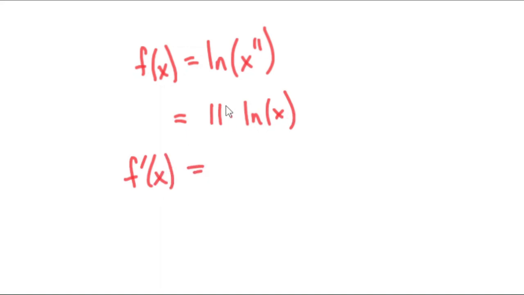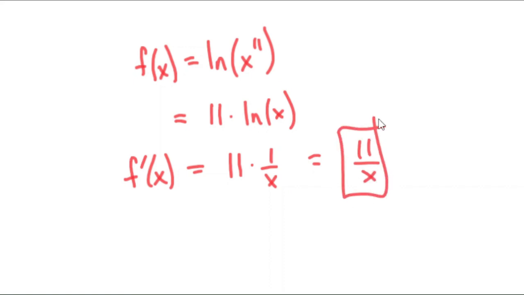What's the derivative of this? Well, the derivative of 11 times natural log of x is going to be 11 times 1 over x, or in other words, just 11 over x. Okay, so here we simplified this first and brought the 11 out front and wrote it as 11 times natural log of x. And then we took the derivative of that.